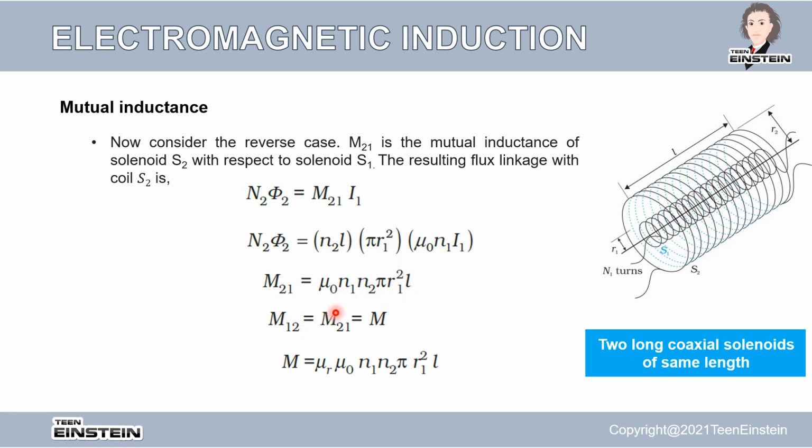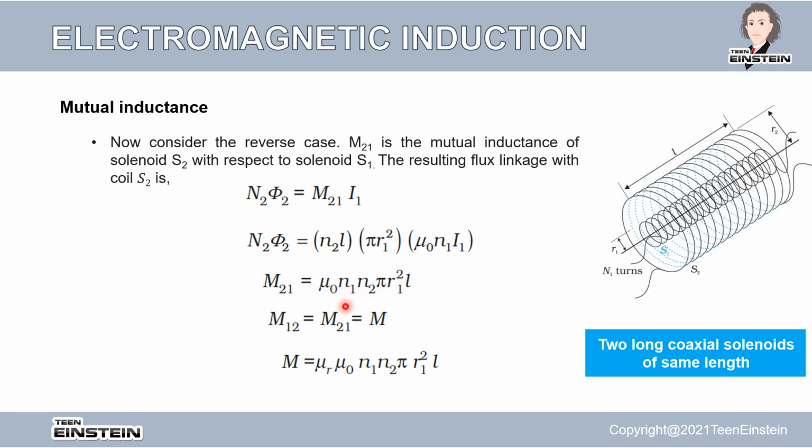So in this case what we are concluding is M12 is equal to M21. So the mutual inductance of solenoid S1 due to S2 is equal to the mutual inductance of solenoid S2 due to S1. So then we consider M as mu0 n1 n2 pi r1 squared L.